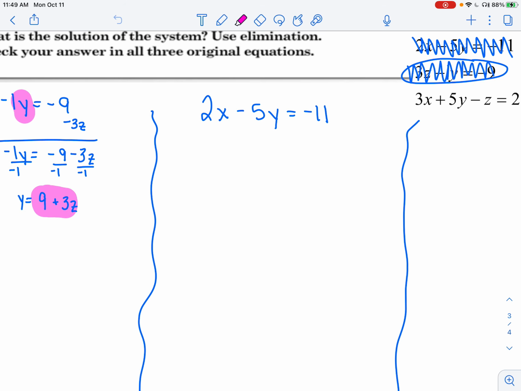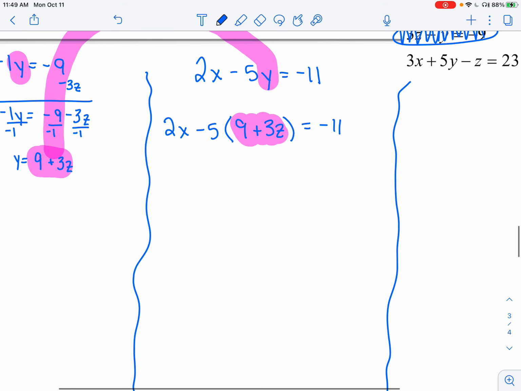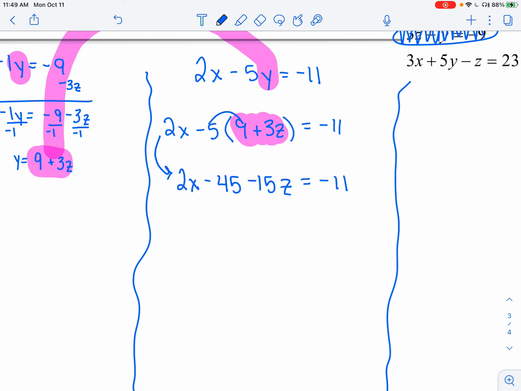I am going to take this and put it in for this y right here. So I'm going to do 2x minus 5, parenthesis, 9 plus 3z, parenthesis, equals -11. Please notice I substituted in 9 plus 3z for y. Now I will simplify. 2x minus 45 minus 15z equals -11. That came from distributing.